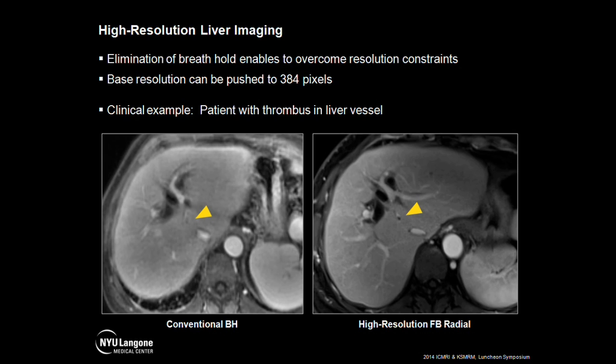So this is a patient who has a small clot or a thrombus in one of the liver vessels. And you can clearly see this on this radial high-resolution scan, which you can see on the right side. Now, if we look at this conventional breath hold scan on the left side, this thrombus is also somehow there if you look closely, but it's quite difficult to see it. And I would argue if you only have this breath hold scan available, then it will be quite challenging to identify this clot. So it was really helpful in this example to get higher spatial resolution.